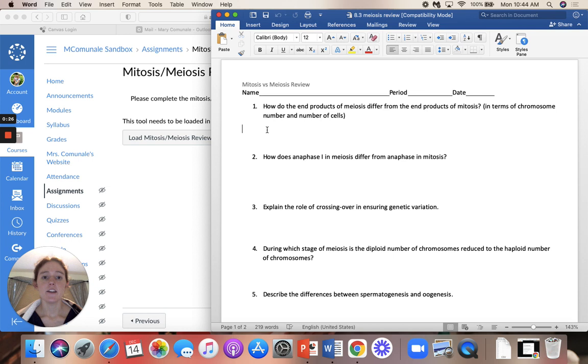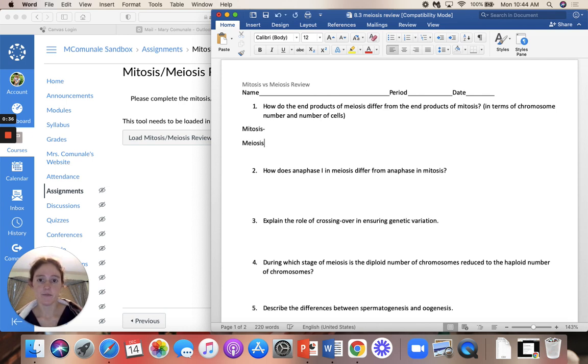So the first one: how do the end products of meiosis differ from the end products of mitosis in terms of chromosome number and number of cells? I've got mitosis and meiosis, and you have to make sure that you explain both of them, otherwise you're not fully answering the question. Mitosis produces two cells, and they are diploid, meaning that they have a full set of chromosomes. Meiosis produces four cells, and they are haploid, meaning that they only have half the number of chromosomes.